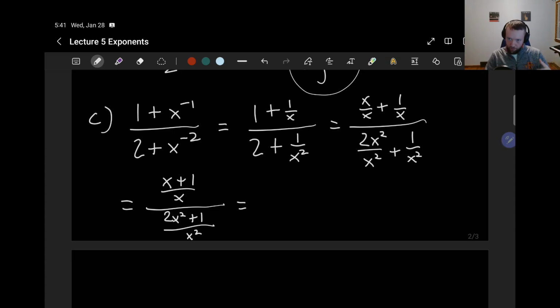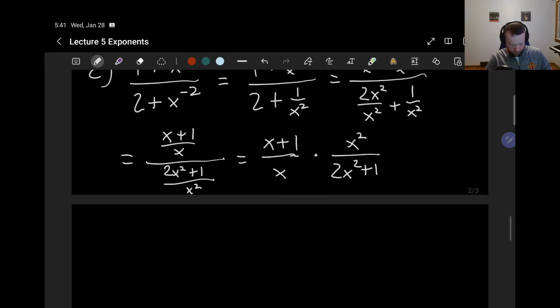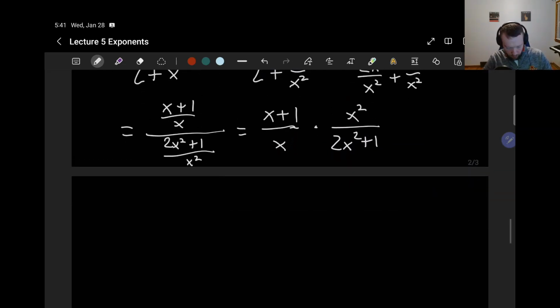Now, fraction divided by fraction, you can reframe this as multiplication. I would do that next. Instead of dividing by a fraction, I'm multiplying by its reciprocal. Now, a little bit of cancellation happens with those x's, and that's actually it.